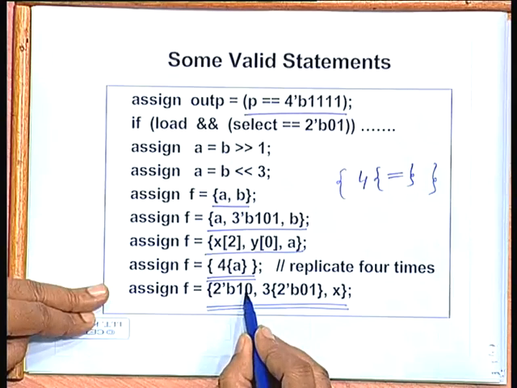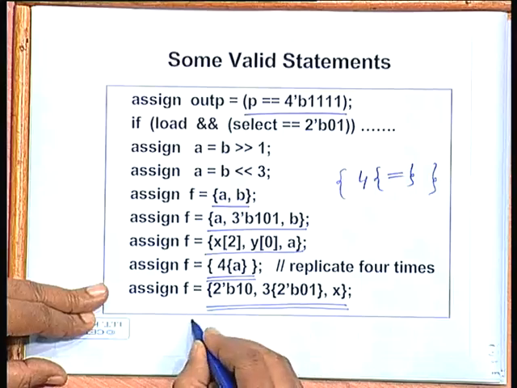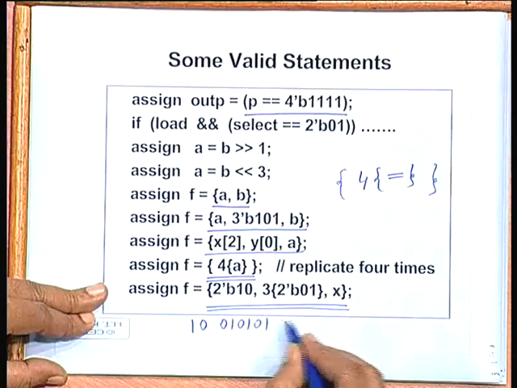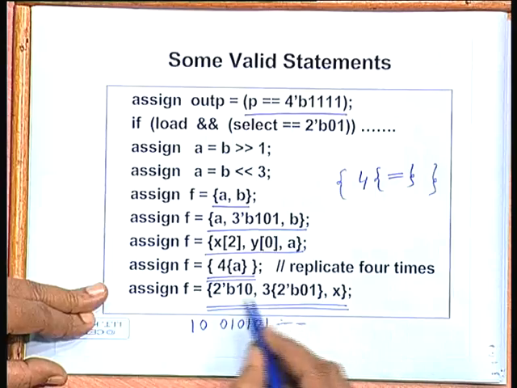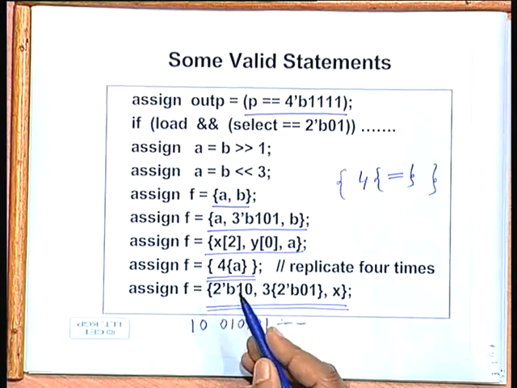Binary 1 0 followed by 3 times 0 1. So, 1 0 followed by 0 1 0 1 0 1 followed by whatever is the value of x, this thing is concatenated and the value is assigned to f.